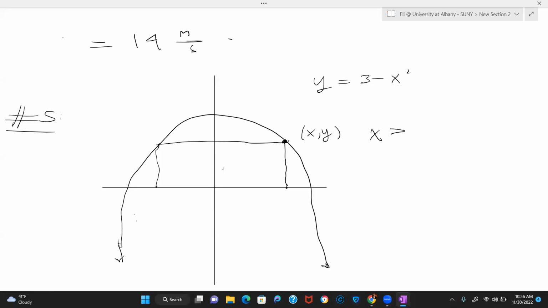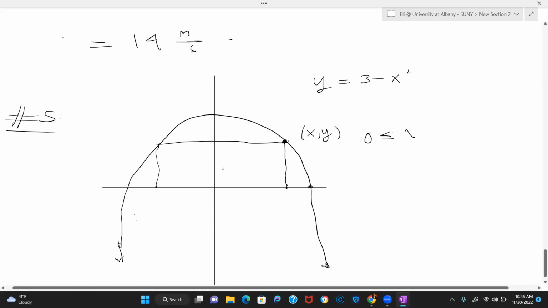Of course, so we're taking x to be, sorry, x can be between 0 and all the way over to here. So x, and that's a point on the parabola. It's the intercept actually. So x is going to be between 0 and square root of 3.